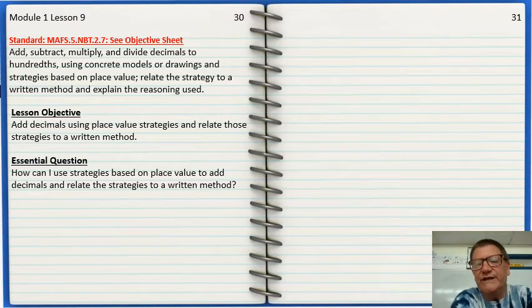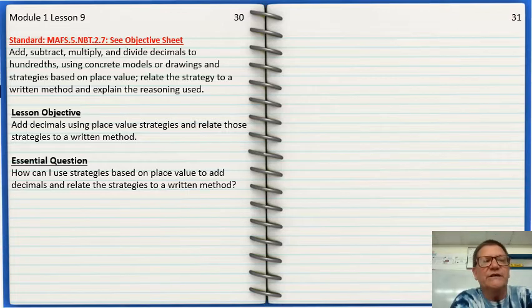Now the standard is all the stuff that you're expected to master for the standard. Now the lesson objective is a skill that you're expected to master for this lesson. And for this lesson, it says we're going to add decimals using place value strategies and relate those strategies to a written method. So we're going to use pictures, but we're ultimately going to be heading toward actually just using the abstract, which is known as numbers.